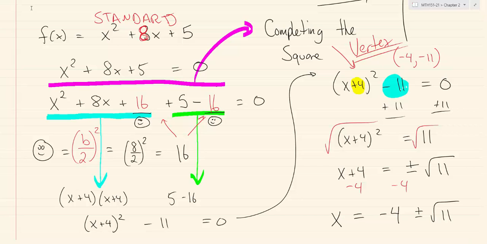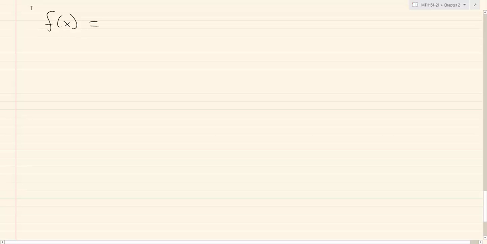This was kind of a learning exercise. Let's go through one from the top. f of x equals x squared plus random number. Anyone? 8. We just did one with 8. 7. All right. 7x and then another random number. Minus 2. Okay, there we go.